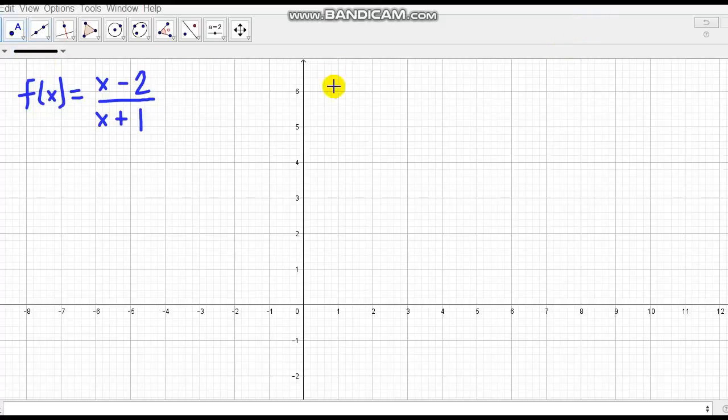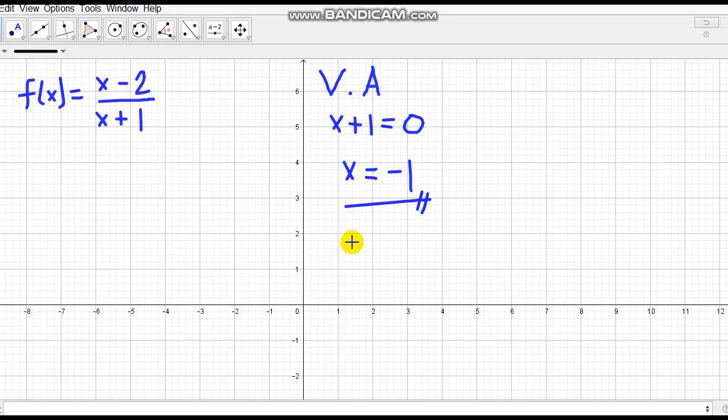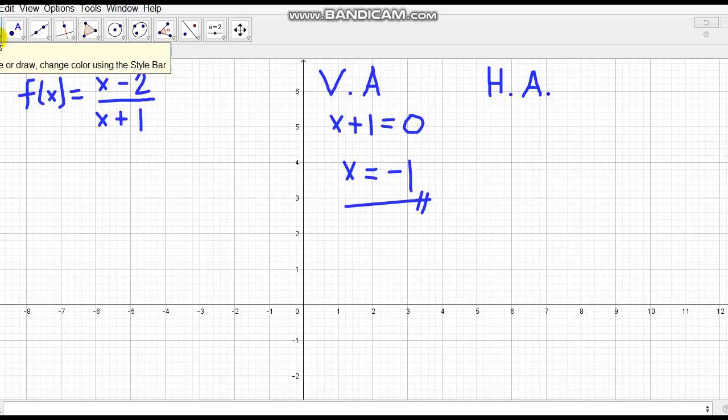So the first thing that we have to do here is get the vertical and the horizontal asymptotes. For the vertical asymptote, we get the denominator and equate it to 0. So x plus 1 is equal to 0. Therefore, x is equal to negative 1. This is our vertical asymptote. For the horizontal asymptote, we check the degree.